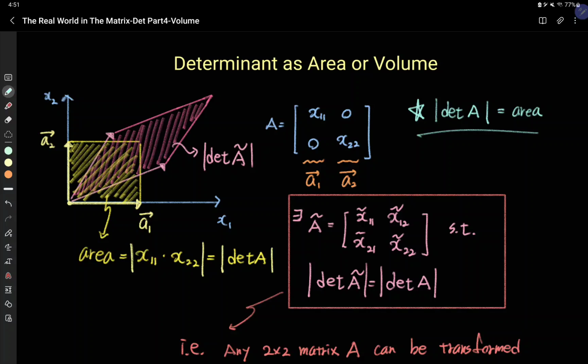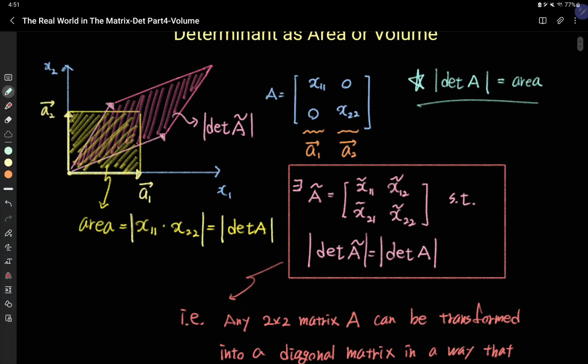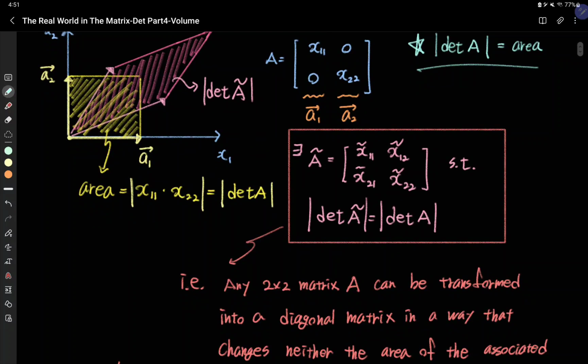So for any 2 by 2 diagonal matrix, the absolute value of determinant A means the area of that rectangle, right? Now, next one. What about the non-diagonal matrix? I mean, just an arbitrary 2 by 2 matrix, say A tilde.